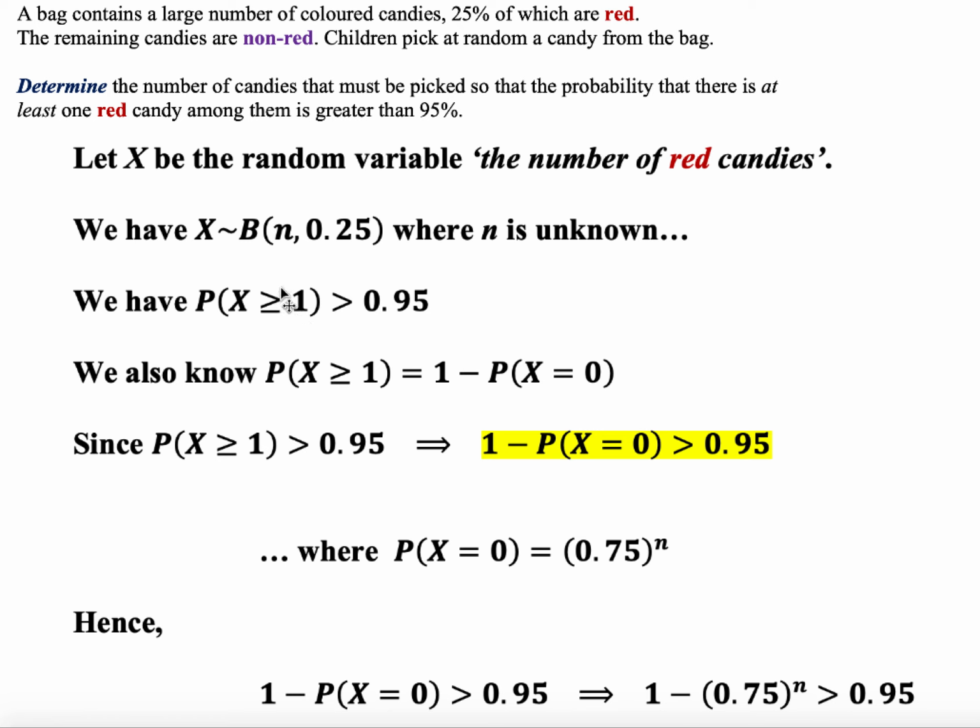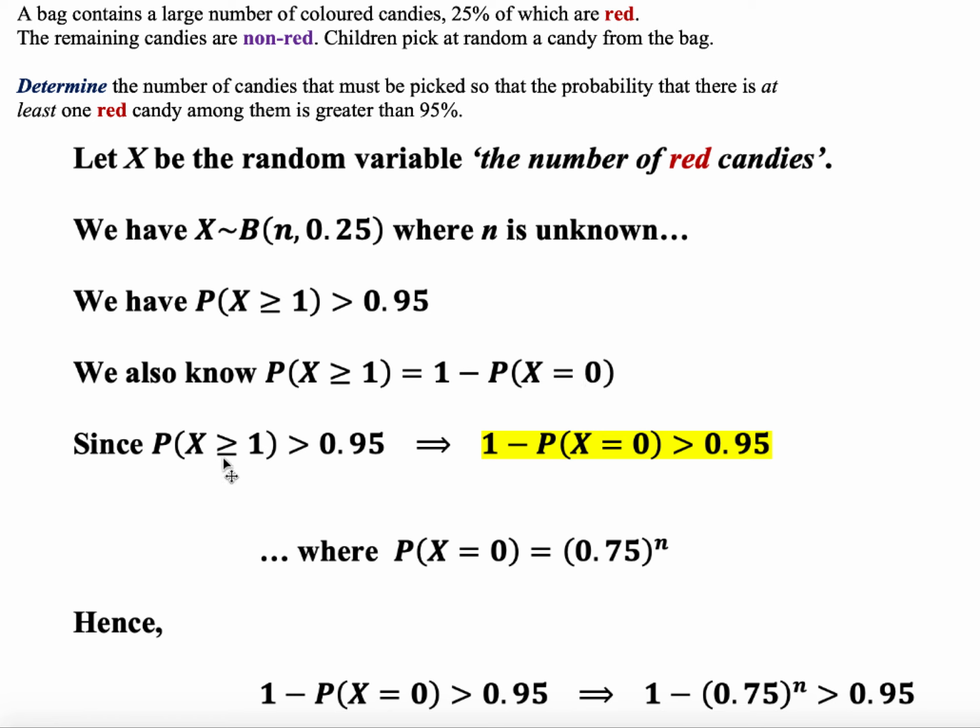Well, 1 or more out of some unknown n number is impossible to deal with in terms of kids reaching into a bag and they keep pulling out a candy. But we can be cleverly using the complement of that event. So we also know that the likelihood that x is greater than or equal to 1 is, of course, 1 minus the probability of exactly no red candies at all. So that's the complement to that.